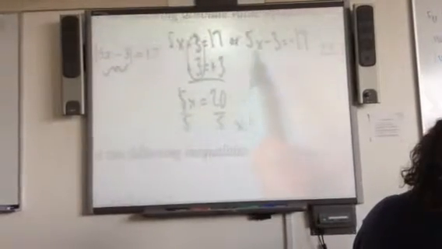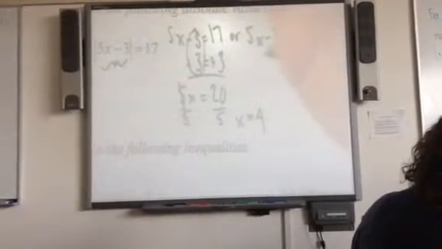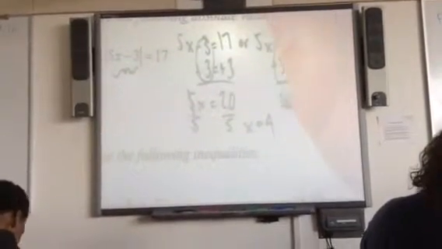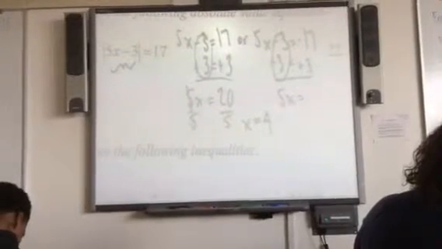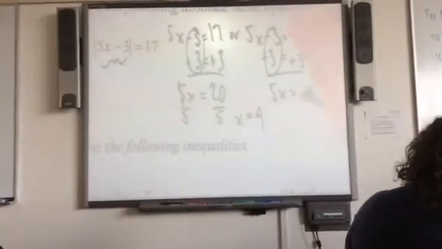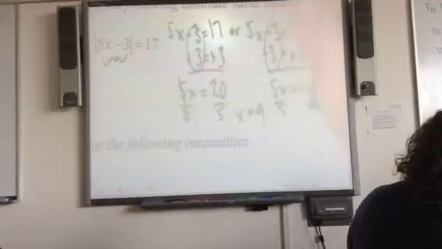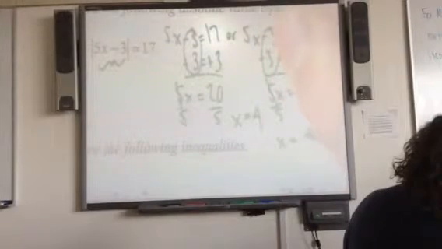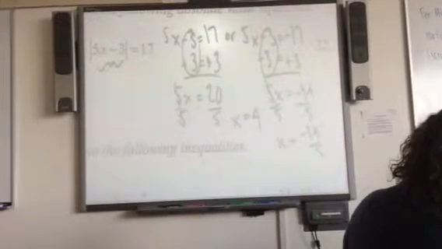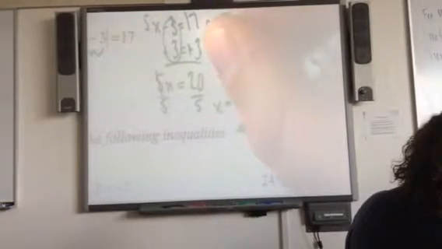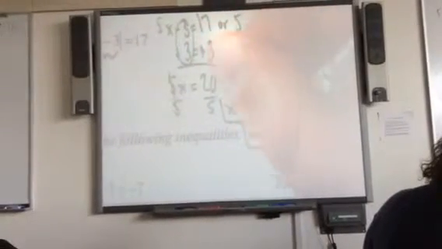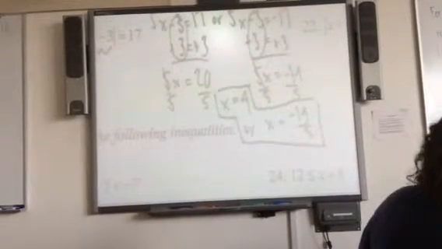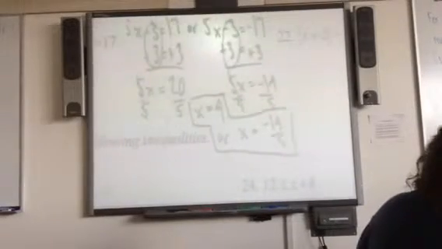And then over here, we do the same thing. Let's add 3 to both sides of the equation. That cancels out, makes 0. We get 5x equals negative 17, and positive 3 adds to negative 14. And then we can divide by 5, opposite of multiply by 5, and we get x equals negative 14 over 5. So you've got two answers there. You've got x equals 4, or x equals negative 14 over 5 will make this work. All right, so that's that one.